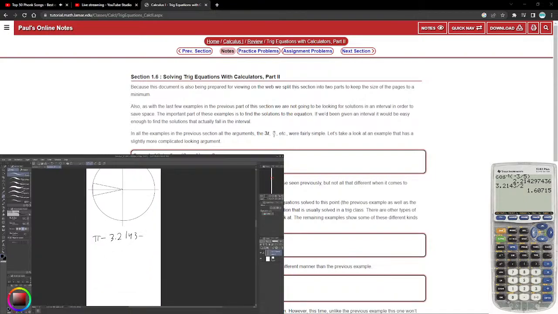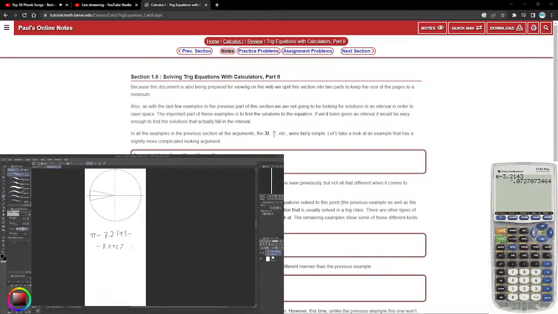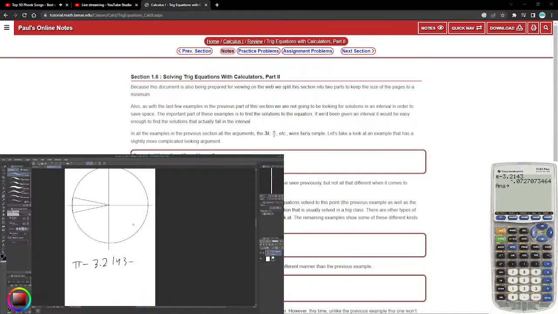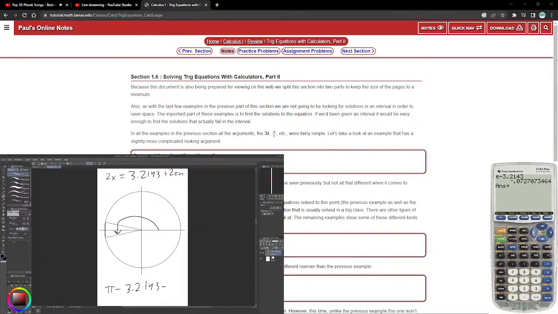3.2143 equals pi minus 3.2143, negative 0.0727. That's not right. Yeah, okay, I did it wrong. So that would be like taking pi minus this entire thing.